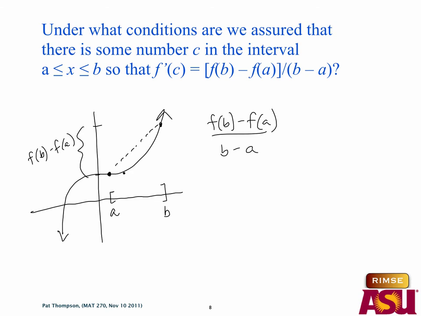And what the mean value theorem does is guarantee that under certain conditions, namely the ones I mentioned a minute ago, there will be a moment in time somewhere between A and B where the instantaneous rate of change has the same value as the average rate of change. We'll call this value C, and at that moment, C between A and B, the instantaneous rate of change is equal to the average rate of change.